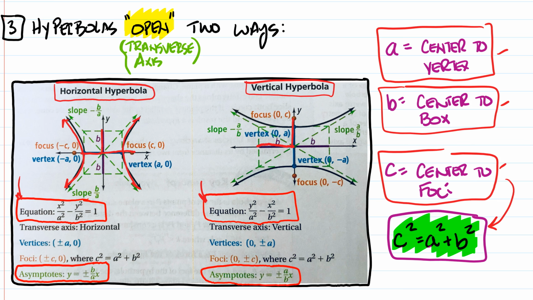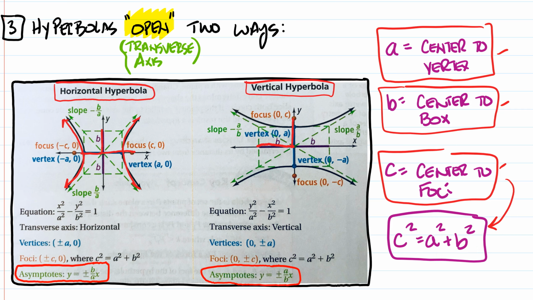And then the relationship is always a squared plus b squared. It's going to be opposite the sign that's inside the equation. I know this is a lot, but we're going to practice with it. It's not that bad once you see it in action, okay?